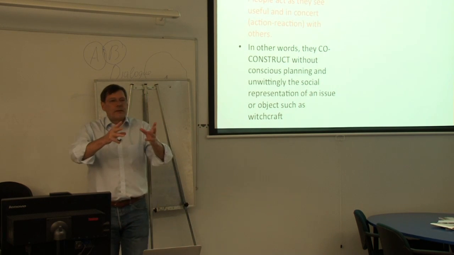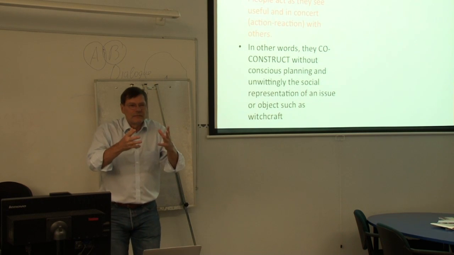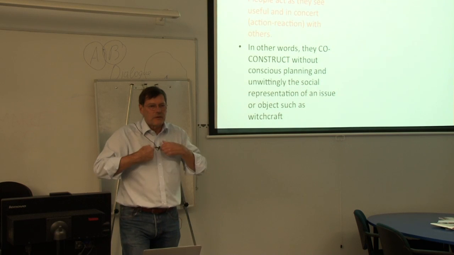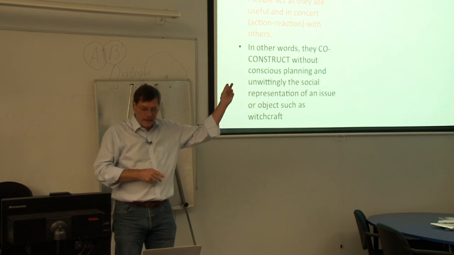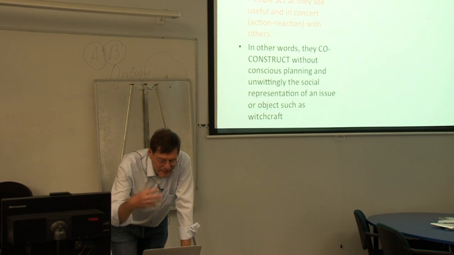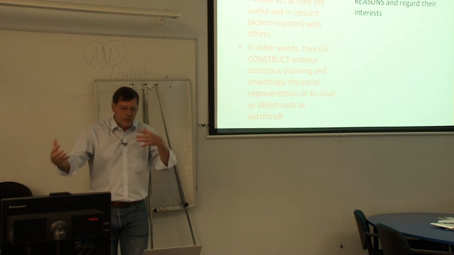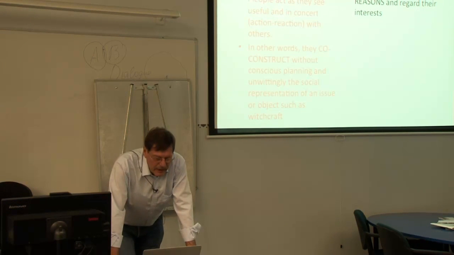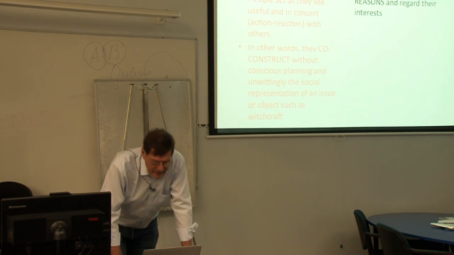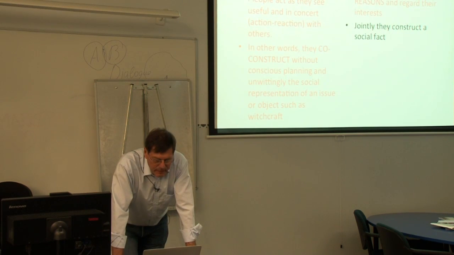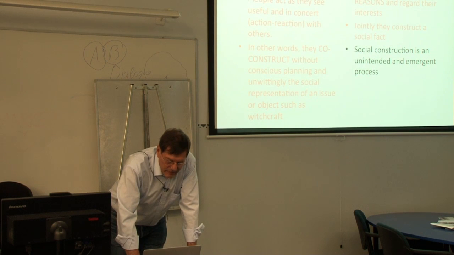But you co-construct the social fact without conscious planning, without really wanting 22 people to die out of it. You participate because you're motivated, for example, by your greed. You want more land from this old man who was hanged at the end. So you're unwittingly participating in the social representation and in the co-construction of the fact of witchcraft. Every person acts with good reasons, but nevertheless the outcome is a terribly depressing result. And together they all construct the social fact of witchcraft.